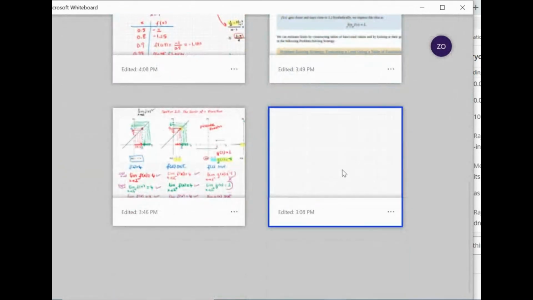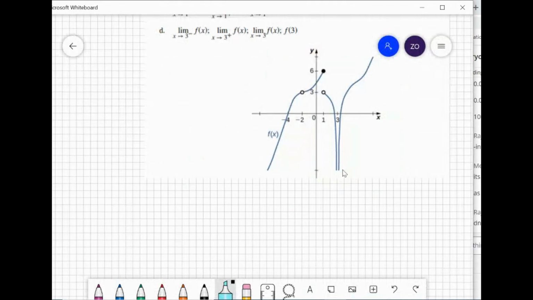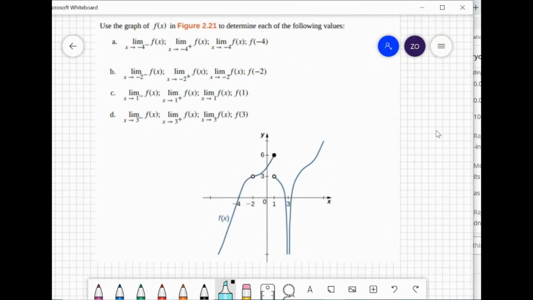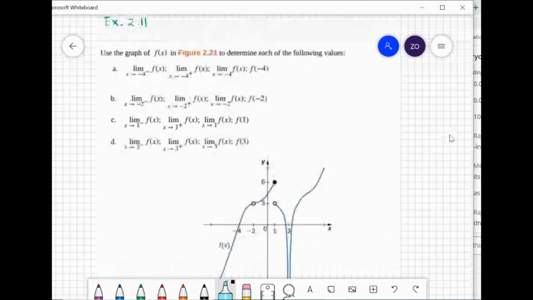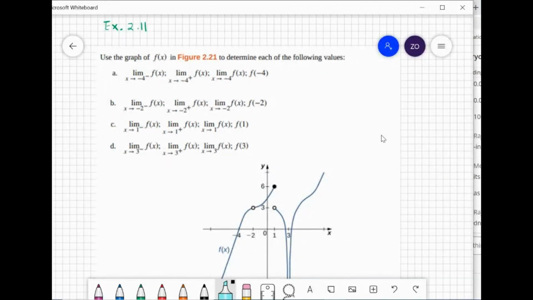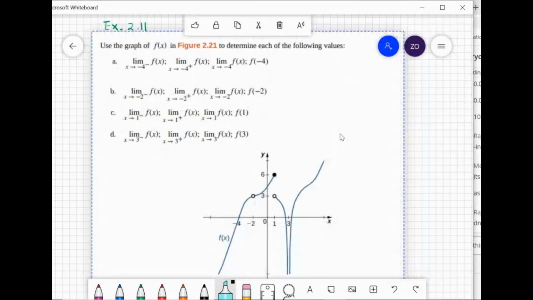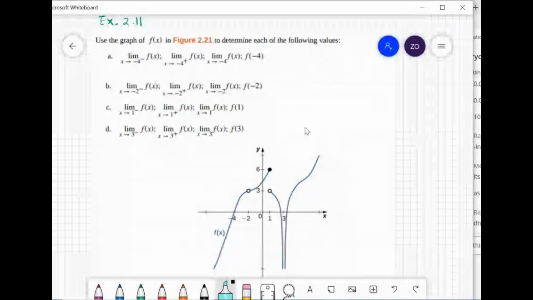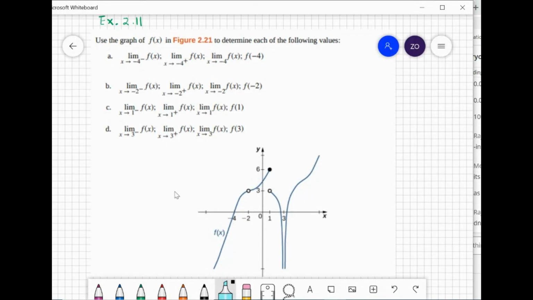So let's see one last example for this section, which is quite fun, I think, and then we can get started with the next section. This is from the textbook. Let me tell you exactly what example this is. In fact, I put it here. Example 2.11, sorry. This is in the textbook, and let's use the graph of f of x, which is in here. Let's use this graph to determine these values.